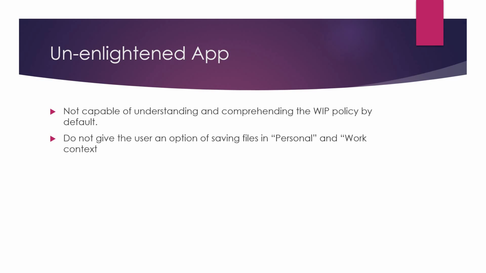So let me just reiterate here. If somebody is saying that an unenlightened application is one which cannot be managed and which cannot be targeted via WIP policy, that is incorrect. An unenlightened application can be managed and an unenlightened application can be targeted via WIP policy. By default it cannot be, and by default it isn't, but there are ways around that, and we can make an unenlightened application managed and targeted via WIP policy.